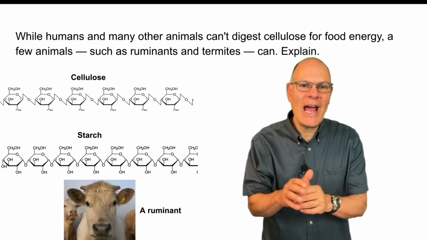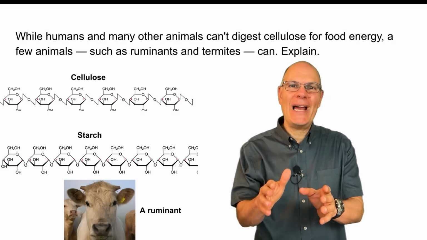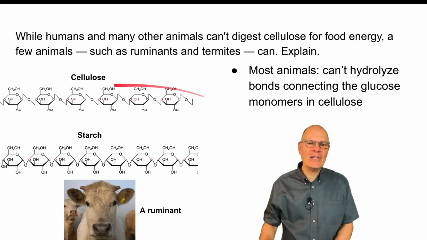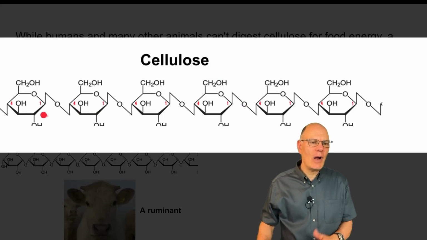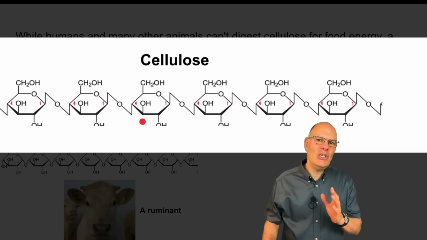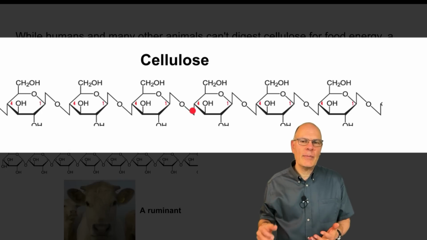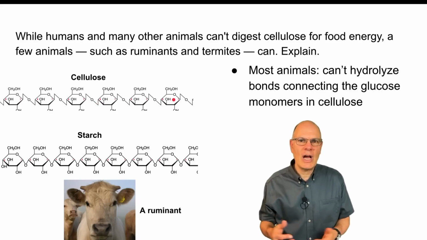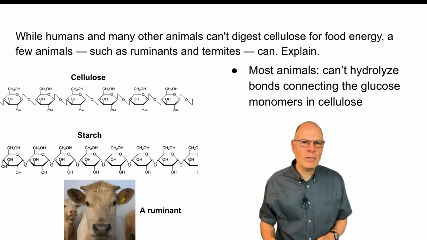While humans and other animals can't digest cellulose for food energy, a few animals such as ruminants and termites can. Explain. Most animals can't hydrolyze the bonds that connect glucose monomers in cellulose. So here's cellulose, it's a polysaccharide, it's a bunch of linked glucoses, but it's linked in a way so that you don't have the enzymes that can break this bond, freeing up the glucose monomers. So essentially, you could eat lettuce, celery, these are high cellulose foods all day. You'd never get enough calories to really power your life processes.